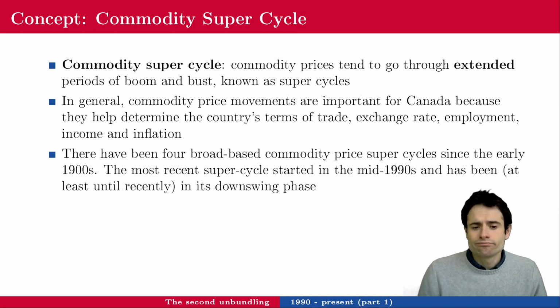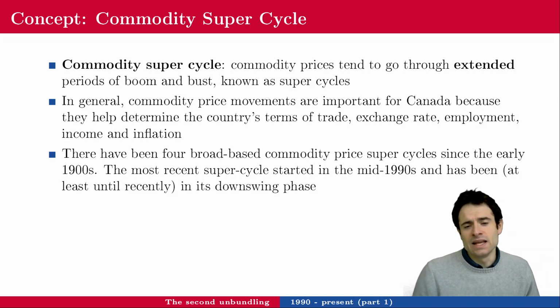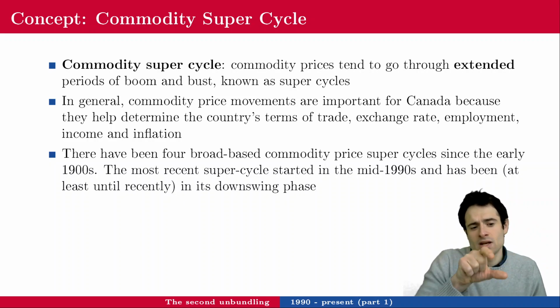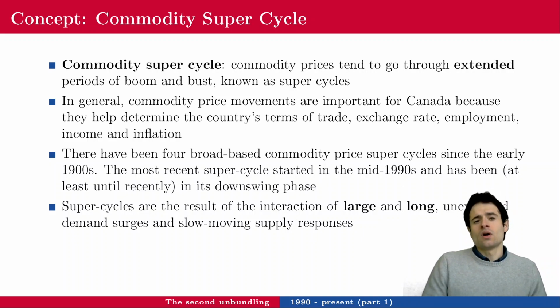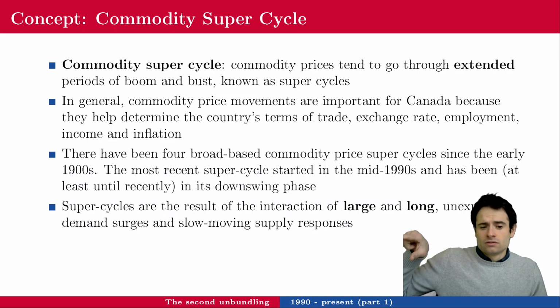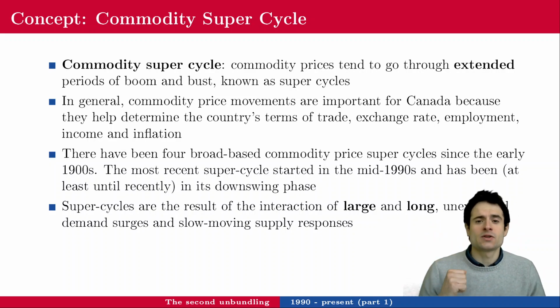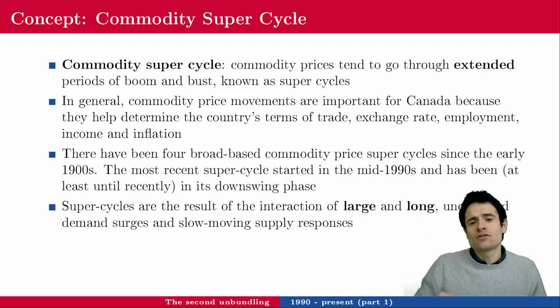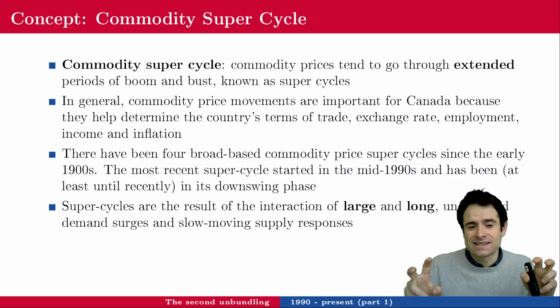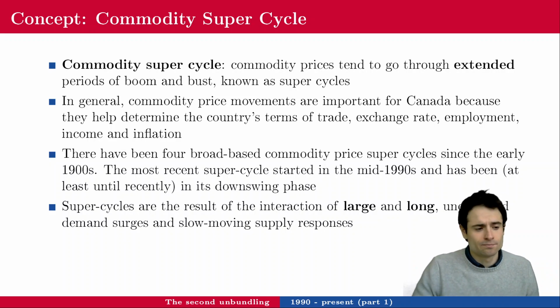There have been four broad-based commodity supercycles since the early 1900s. The most recent started in the mid-90s and has been in the downswing phase, so prices have been decreasing. Those cycles are a result of surges in demand and slow-moving supply responses. But those surges have to be large, first of all. That's when it's going to create those peaks. And they have to be long. That's what creates the extended periods of booms or busts.